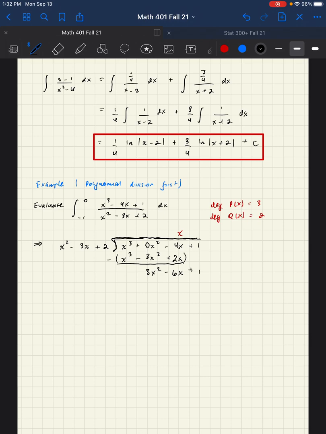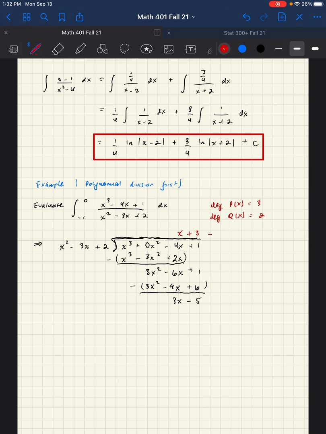Now we are going to figure out what next we need to multiply by. So x squared needs a plus 3 in order to make 3x squared. So now we're going to do that too. So multiply 3 by the divisor, 3x squared minus 9x plus 6, subtract. And the remainder then is going to be literally the remainder. So 3x squared minus 3x squared leaves us with nothing. Negative 6x plus 9x gives us 3x. And then 1 minus 6 gives us minus 5. Okay, so this is the remainder here.